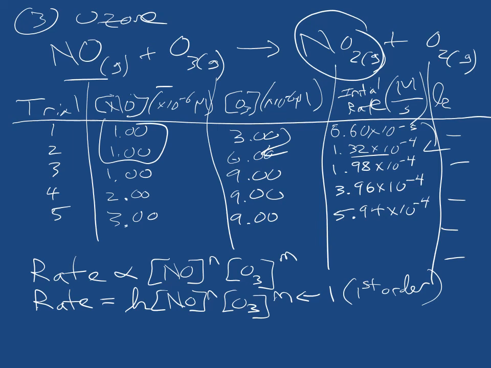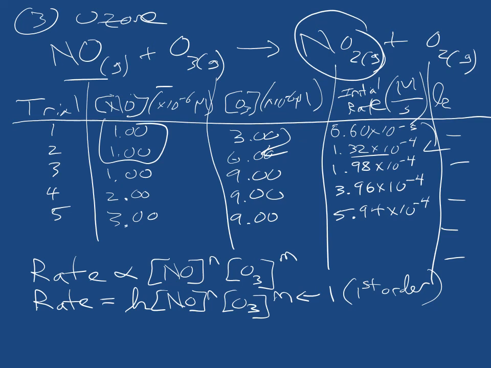Maybe there's a better way of doing it. You could look at trials 2 and 3, couldn't you? But that's a little bit trickier because you're keeping the NO constant and you're taking the concentration of 6. Well, couldn't you look at trials 1 and 3? If you look at trial 1 and 3, the nitrogen monoxide is constant and the concentration of ozone triples. Does the rate triple? I think it does. I think the rate triples. Well, so you should get the same answer.